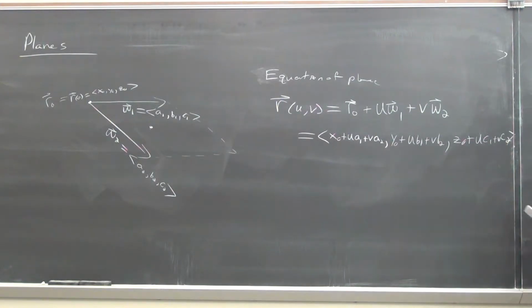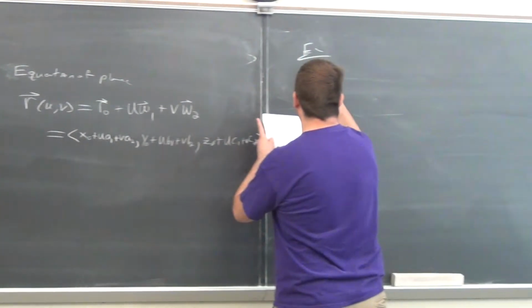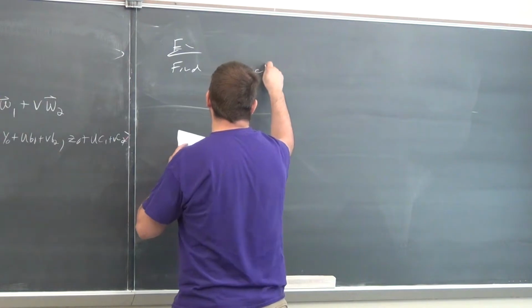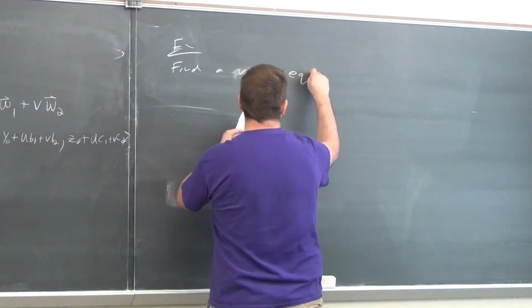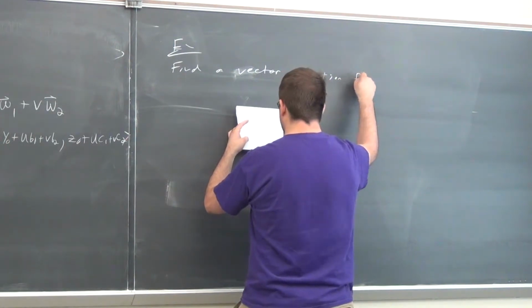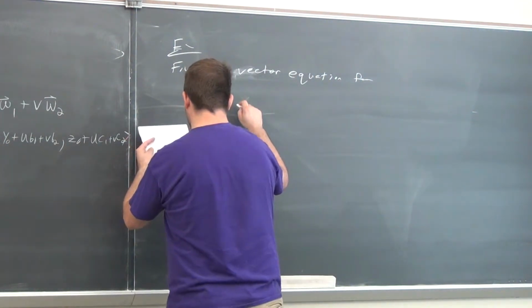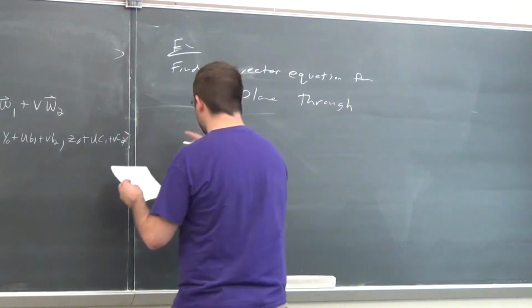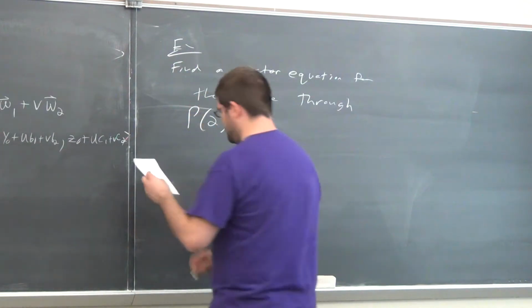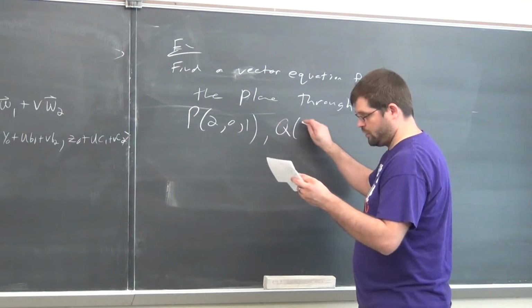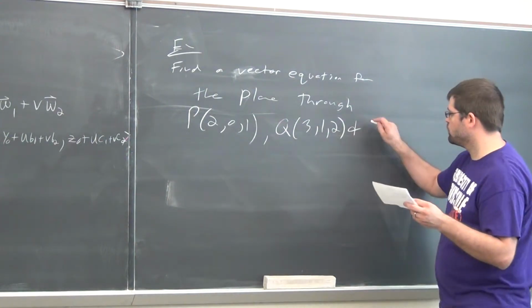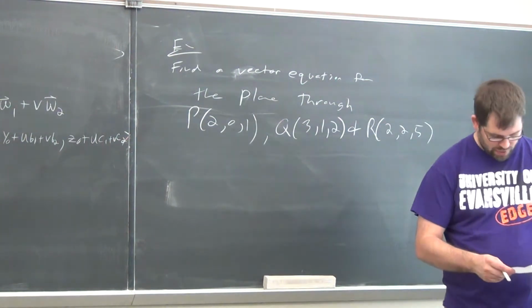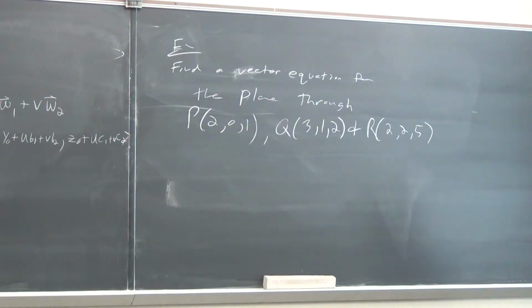And so let's just do an example. Find a parametric equation, let's just say a vector equation, for the plane through, I'm just going to label these points so I can call on them later on. Okay, so 2, 0, 1, 3, 1, 2, and 2, 2, 5.